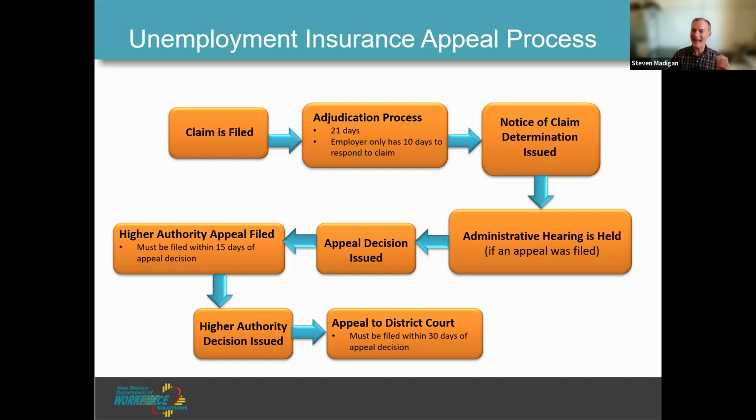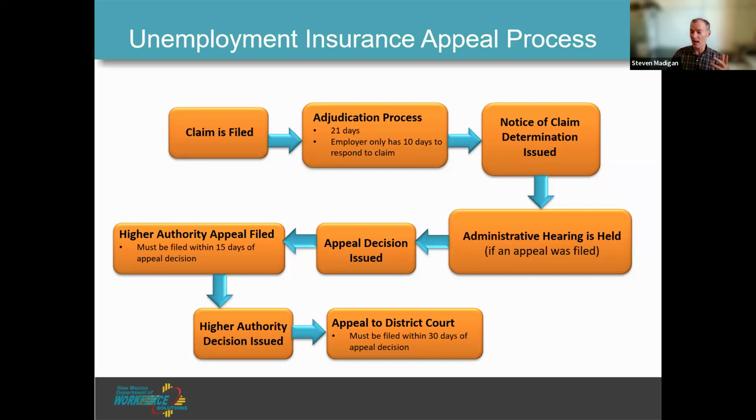But the employer has 10 days to respond to the initial filing of the claim. So if I were to file a claim today, paperwork goes out to you tomorrow. It's available on your account immediately, but it goes out in the mail tomorrow, and then it's 10 days from the date on that letter. So we need that response within 10 days.